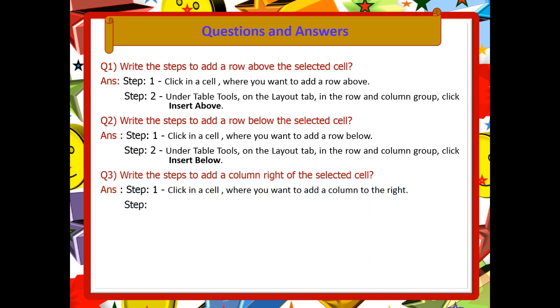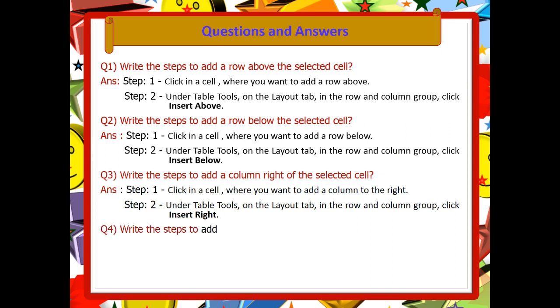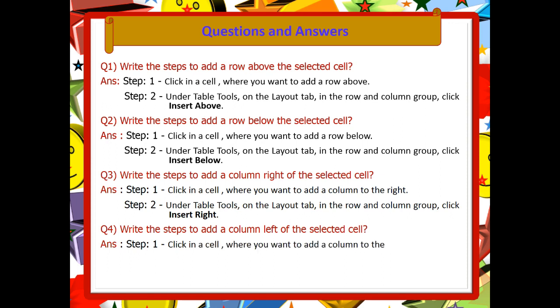Write the step to add a row below the selected cell. Click in a cell where you want to add a row below. Under the Table Tools on the Layout tab in the Row and Column group, click Insert Below. Write the step to add a column right of the selected cell. Click in a cell where you want to add a column to the right. Under Table Tools on the Layout tab in a Row and Column group, click Insert Right.